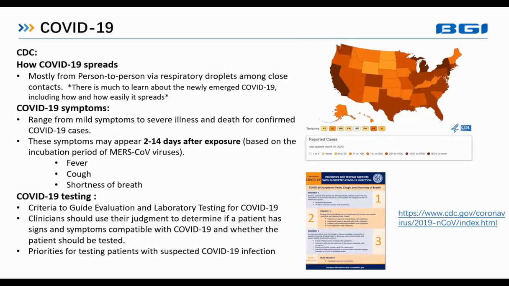For COVID-19 testing, CDC also published criteria to guide evaluation of laboratory testing for COVID-19. CDC also recommends clinicians use their judgment to determine if a patient has signs and symptoms compatible with COVID-19 and whether the patient should be tested. So it's very clearly outlined by both CDC and FDA that COVID-19 testing is prescribed by the patient's healthcare provider. CDC also put together a priority list for testing patients with suspected COVID-19 infection.